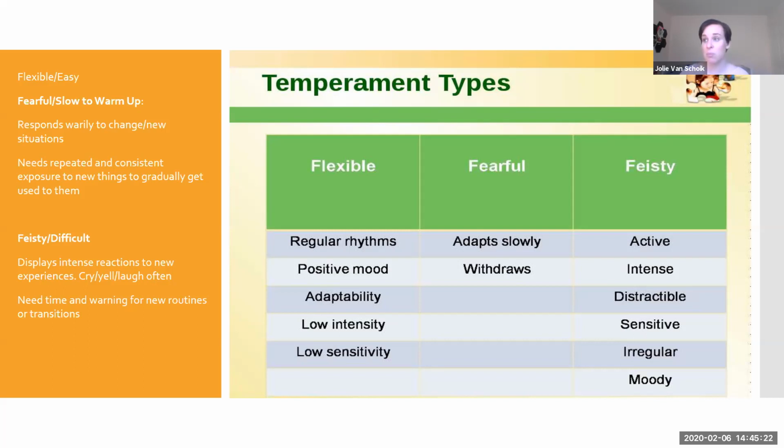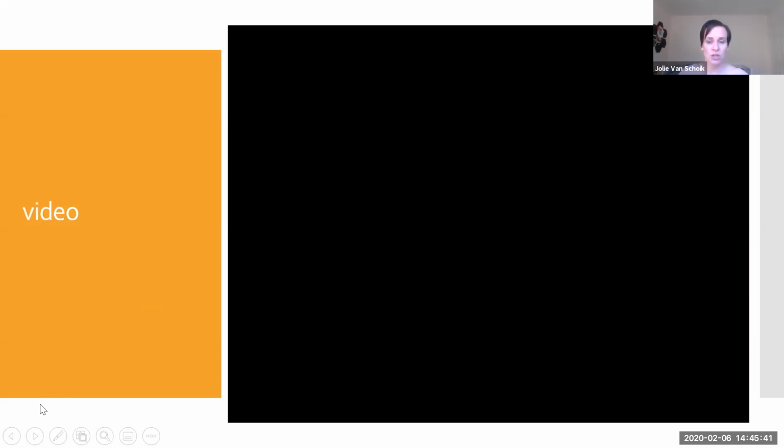Whereas the feisty child might enter the classroom really confident. They might have lots of questions. They might be the one that wants to help everybody else out. And then they might also be the one that fights with somebody or has difficulty sharing as well. So we have to know that all of these temperament types are totally okay. We just have to know that's also going to change how children are and how they are socialized by others.